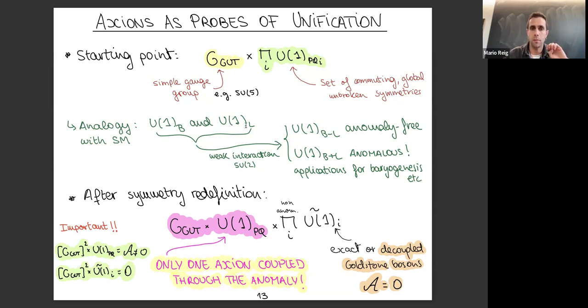baryon number and lepton number, both looking anomalous with respect to SU(2), but this is just an artifact, hidden in a basis rotation, because you can go to B minus L and B plus L and you realize that only one linear combination is truly anomalous. Now, this is totally general. You can always redefine your symmetries and go to a basis where only one has a mixed anomaly with G_GUT, and the rest are just anomaly-free global symmetries.